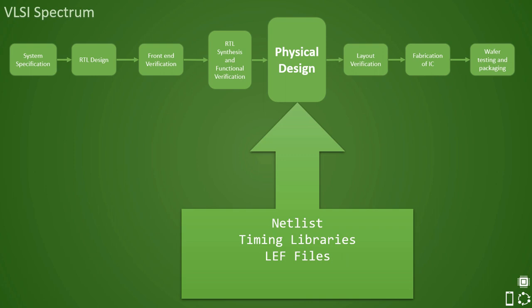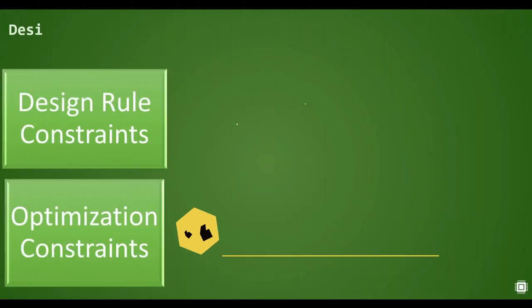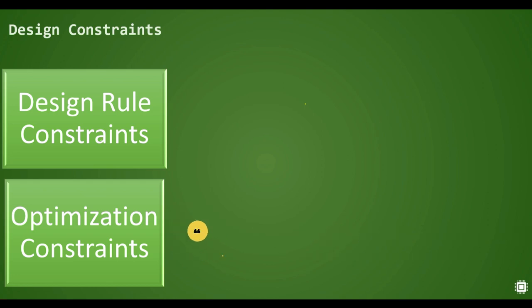Today we will discuss further another important topic that is an input to the physical design team, and that is design constraints, which is also part of the library and is needed as an input. Today we will see what type of constraints are present in the constraints file. Overall, the design constraints can be classified broadly as DRC and optimization constraints.